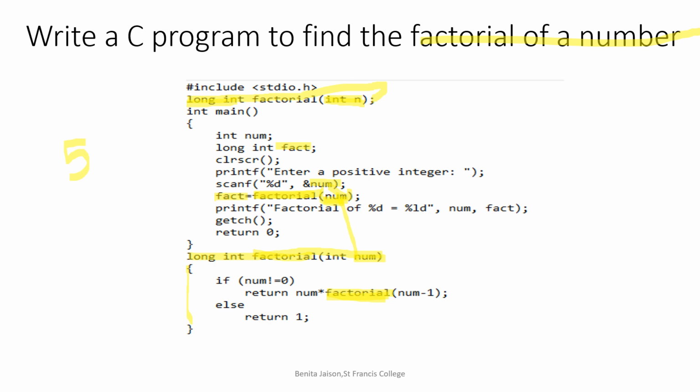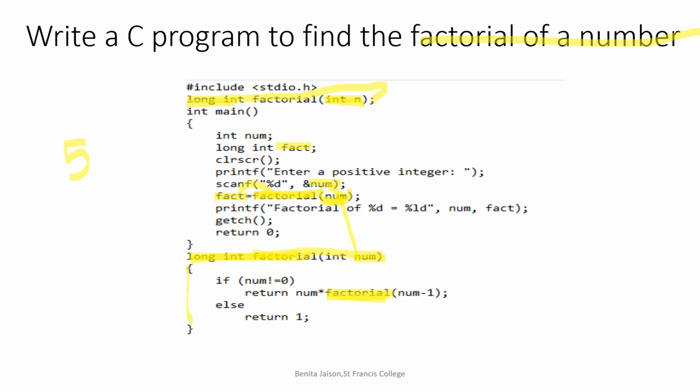Here you can see it is declared as a long int, and it will be able to assign the value returned by the factorial. So when we call this factorial, it will jump to this line and execute line by line. If number is not equal to 0, suppose I entered 5, number is not equal to 0, then what we have to do?